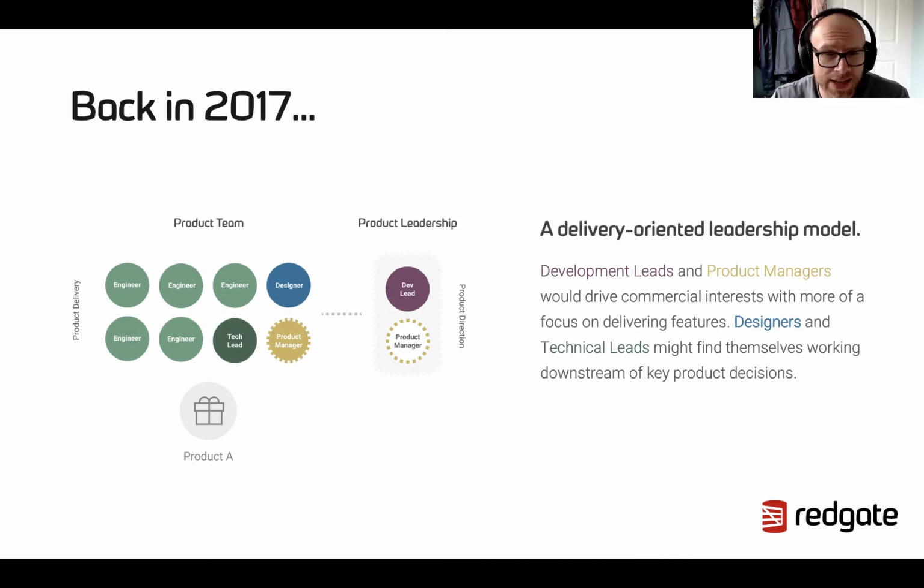Designers and in some cases technical leads would find themselves working further downstream of key product decisions. PMs would lean on tech leads to provide technical insight and to assess the feasibility of ideas, but largely with a focus on delivery. Designers were focused then on more tactical work, primarily in the solution space, and discovery practices were somewhat detached from wider, more strategic product decisions.